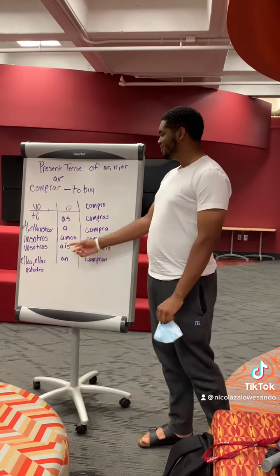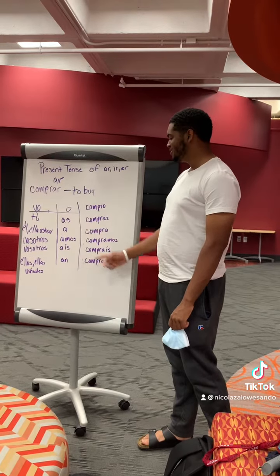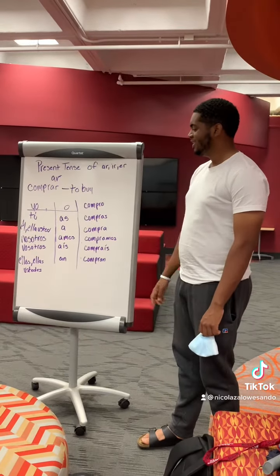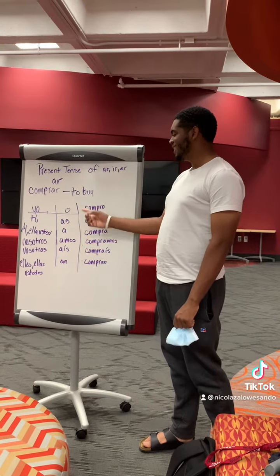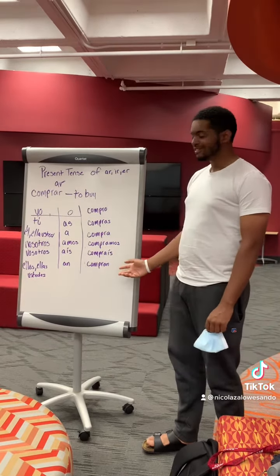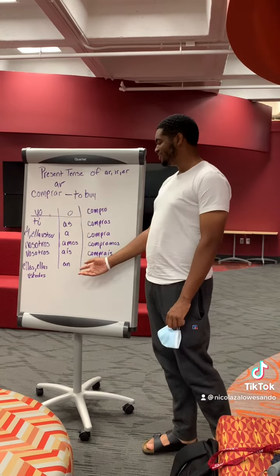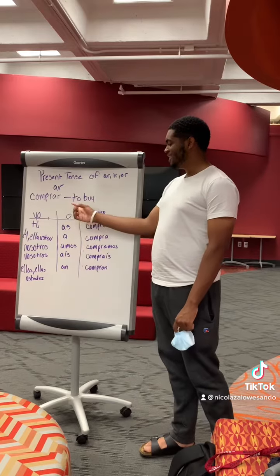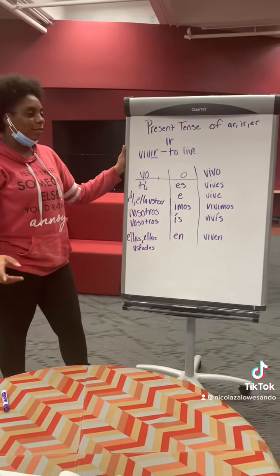And if it's the nosotros subject, you take off the AR and add amos, and it becomes compramos. And if you have the vosotros subject, you take off the AR and add áis, and you have compráis as your ending. And if you use ellos, ellas, or ustedes, you take off the AR, add AN, and it becomes compran.